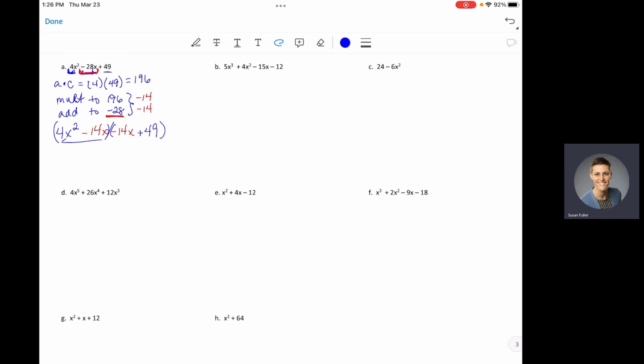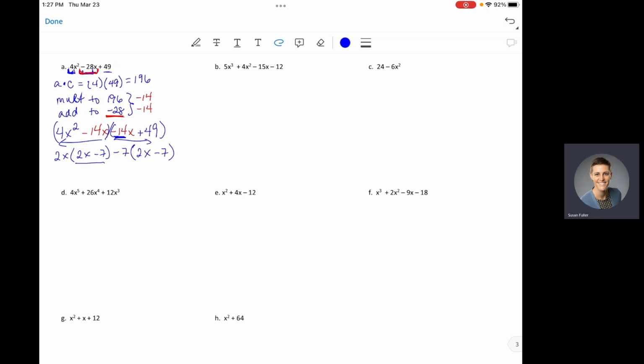So over here on the left side, the biggest thing that comes out of everything is a 2x. And when I take out a 2x, I get 2x minus 7. And on the right side, I can take out a negative 7. Again, I'm going to take the negative out just because the thing in front of my x is negative. It makes our life a lot easier. So if I take a negative 7 out, negative 14x divided by negative 7 is a positive 2x. Positive 49 divided by negative 7 is negative 7.